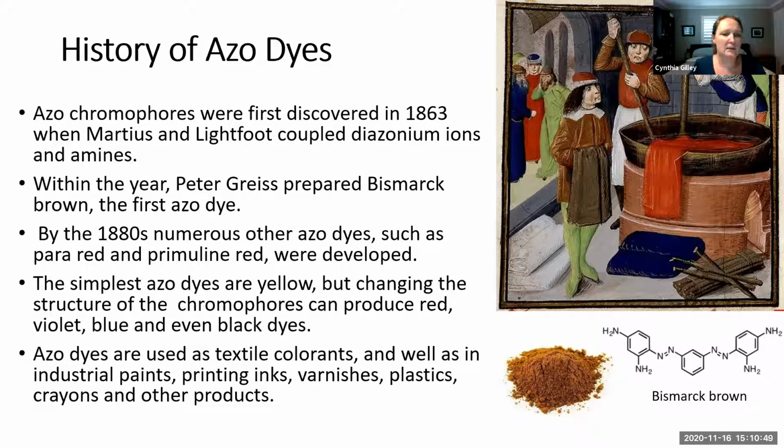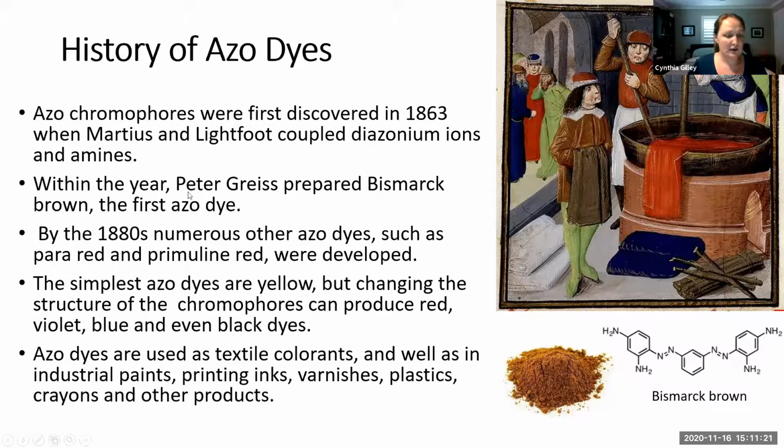Azo dyes were first discovered in 1863, specifically when chemists named Martius and Lightfoot were the first ones to couple diazonium ions, and we're going to talk about what a diazonium salt looks like, and amines, right? And they're talking about chromophores. Remember, chromophores just refers to the portion of the molecule that is covered by the overlapping pi system.